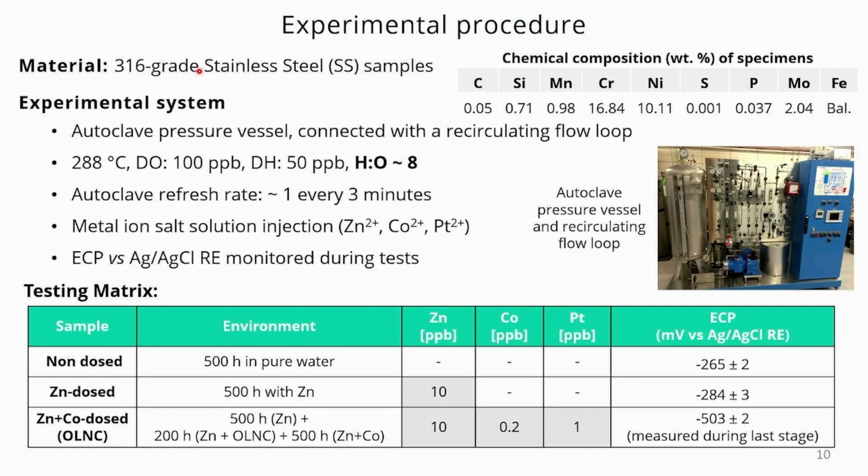The 316 coupons were oxidized in an autoclave pressure vessel in high temperature water, at a hydrogen to oxygen molar ratio of around 8. In this system, we also inject a metal ion solution, like zinc, cobalt, or platinum, and the ECP of the samples was measured during the test. In the test matrix here, you can see the samples investigated in this work in particular.